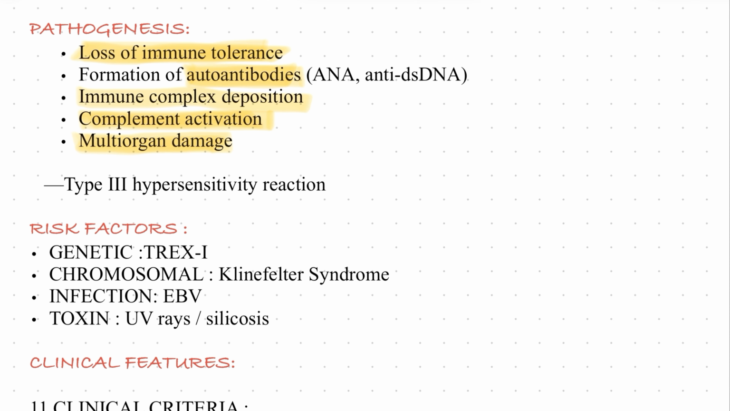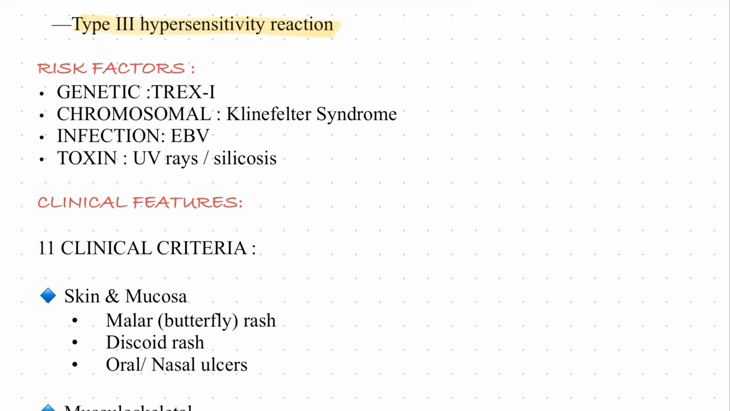So it is a good example of type 3 hypersensitivity reaction. Then coming to risk factors, mainly you need to remember 4 risk factors with one example each, so that you can impress the examiner. In genetics, remember TREX1. No need to go into the detail of the genetics. Just remember TREX, like the dinosaur name. Then chromosomal, you need to remember Klinefelter syndrome. We will learn Klinefelter syndrome separately in our chromosomal abnormality playlist. You can go and watch it.